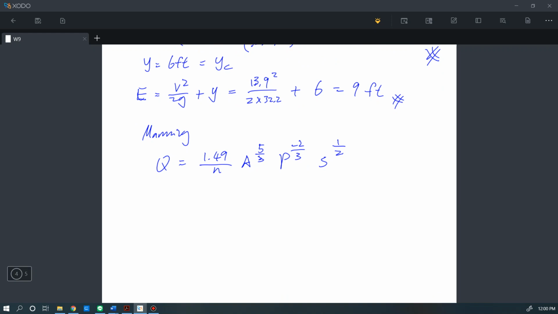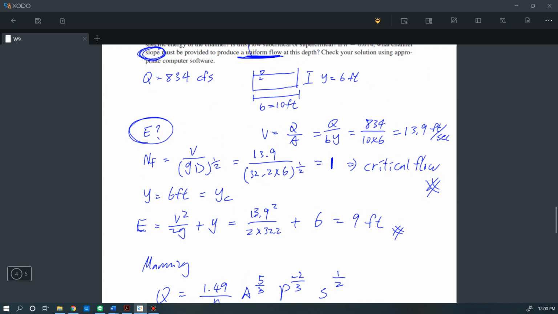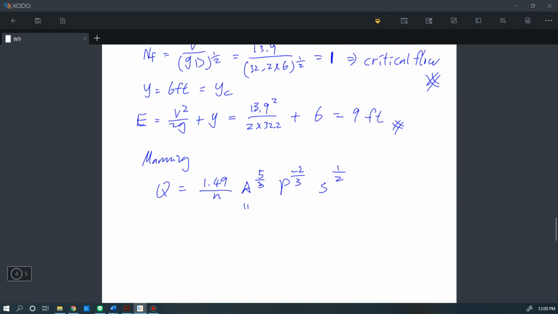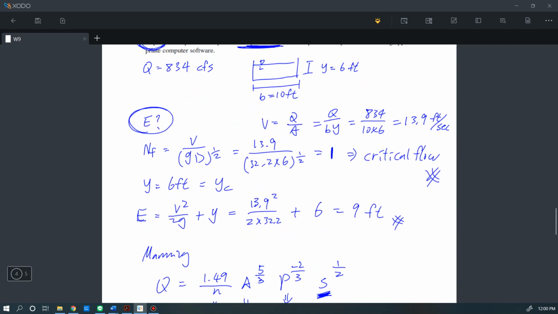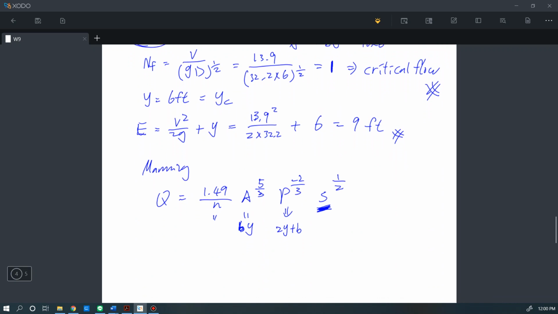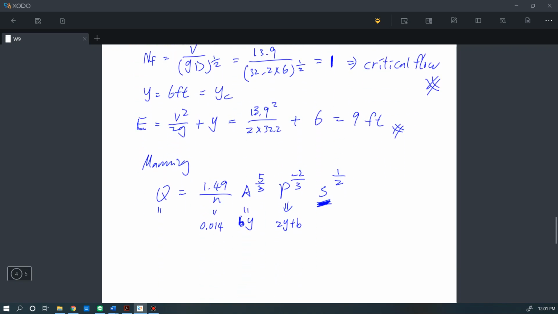Okay, so currently we have the area, which is B times Y. The perimeter is 2Y plus B, and the slope is the variable that we are trying to solve. n is 0.014, and we have a flow rate equal to 834.